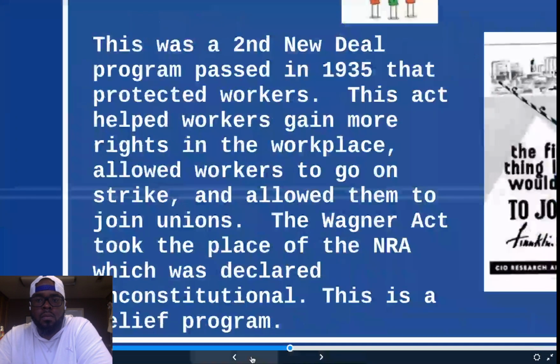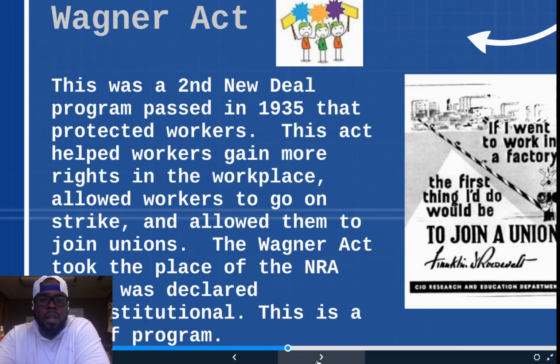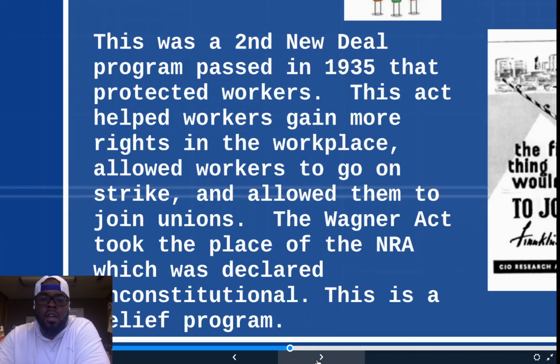The Wagner Act. I'm sorry about that. The Wagner Act was part of the second New Deal program back in 1935. This was a relief program. The Wagner Act took the place of the NRA, which was declared unconstitutional. So the Wagner Act basically came back and took over what we now know as the NRA. And this act helped workers gain more rights in the workplace and also allowed workers to go on strike and join unions as well. So again, this replaced the unconstitutional NRA, and this was another relief program.